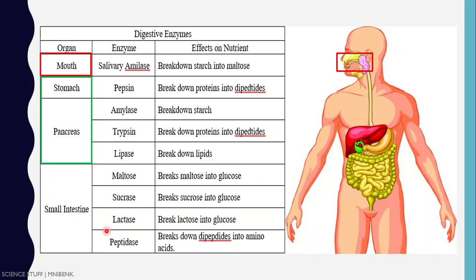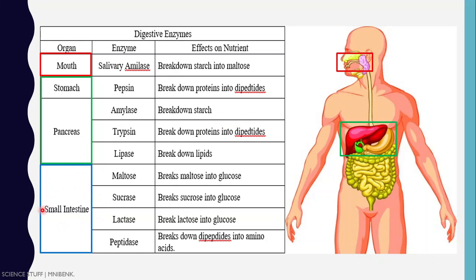And the next is the pancreas. In the pancreas, there are three types of enzymes. The first is amylase, which breaks down starch. The second is trypsin, which breaks down proteins into peptides. And the third one is lipase, which breaks down lipids. Okay, and this is the location of the stomach and pancreas.